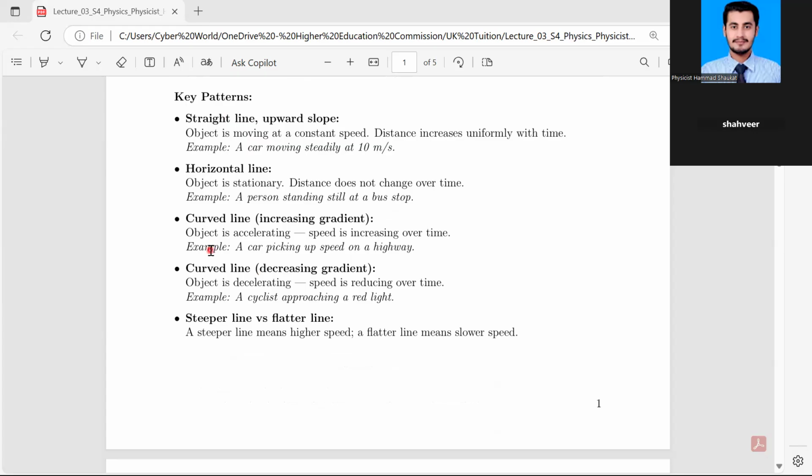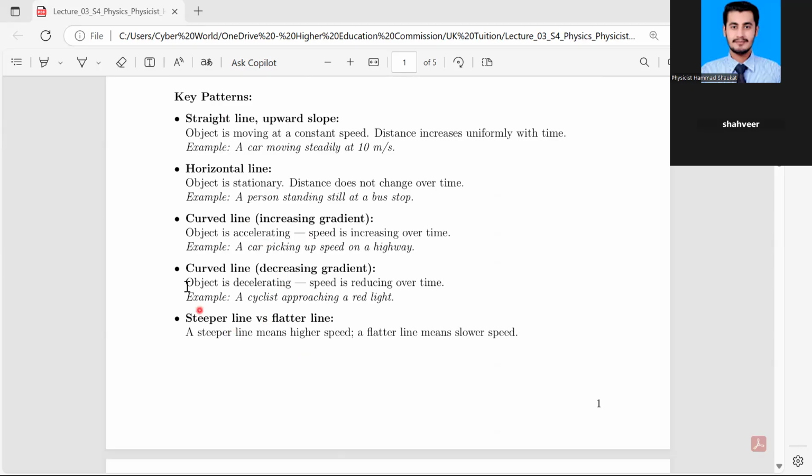And next is basically the curved lines. As I mentioned before, there are two types of curved lines: either the curved line is increasing or the curved line is decreasing. As far as an increasing curved line is concerned, it means your object is accelerating, which means their speed, or you can say their velocity, is increasing. So if your curved line is increasing, you can say your object is accelerating.